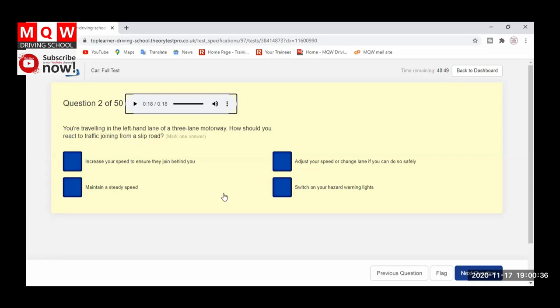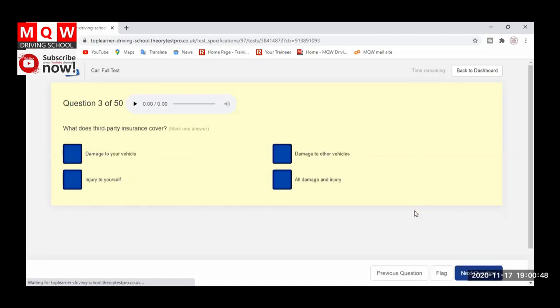So the second choice is the answer, the same one I was thinking. When I'm happy, I'll go to the next one. Now, does it make sense? Yeah. Now, what does third party insurance cover? So now they're talking about the documents.